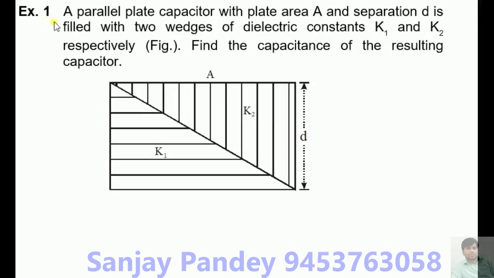Here is the first problem. A parallel plate capacitor with plate area A and separation D is filled with two wedges of dielectric constants K1 and K2 respectively. Find the capacitance of the resulting capacitor.